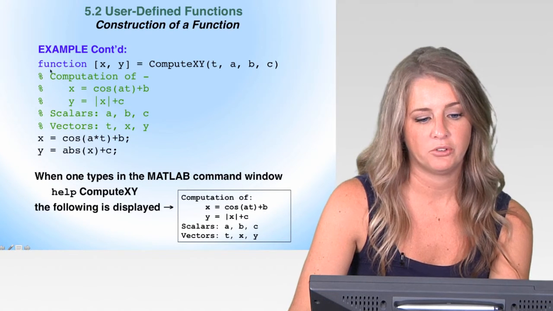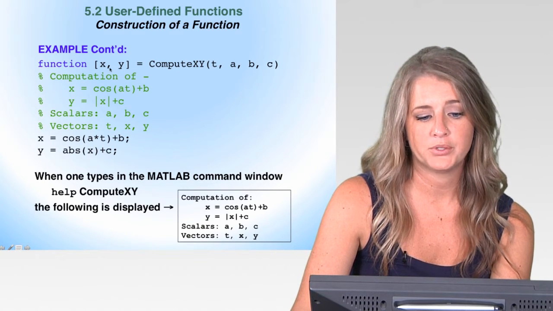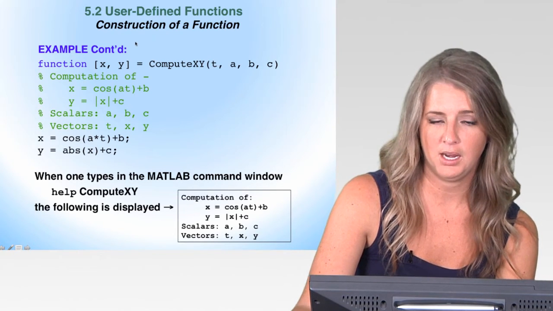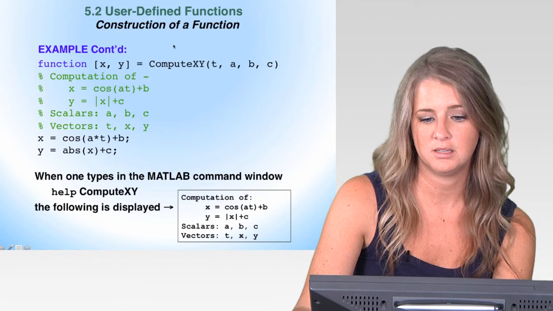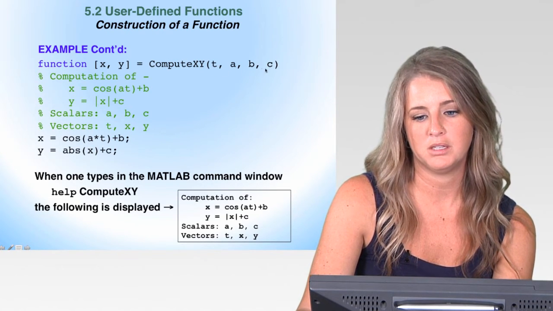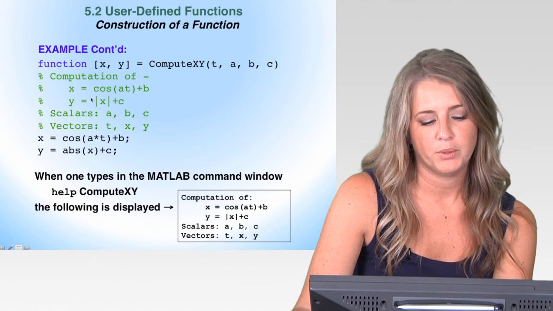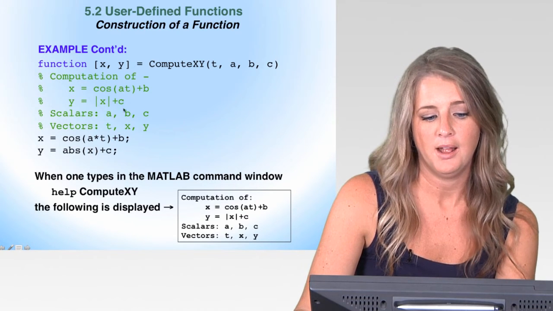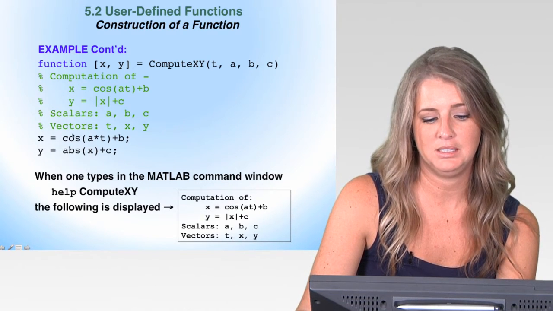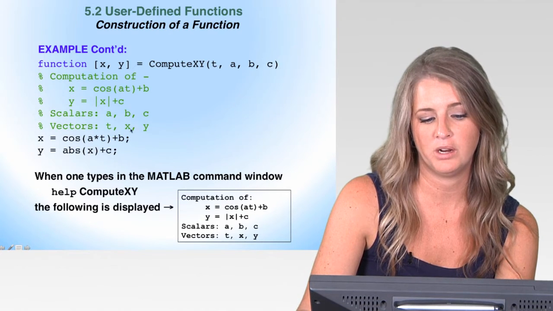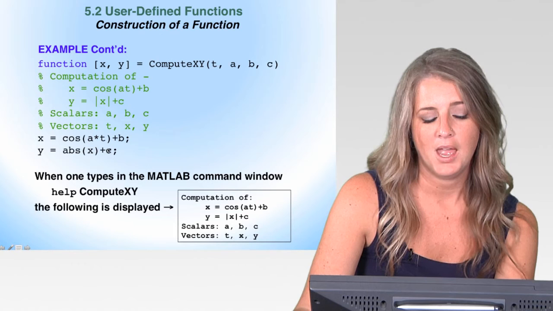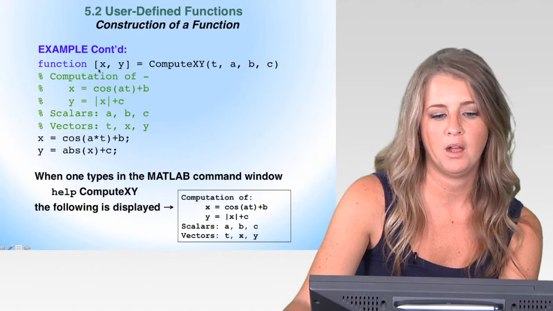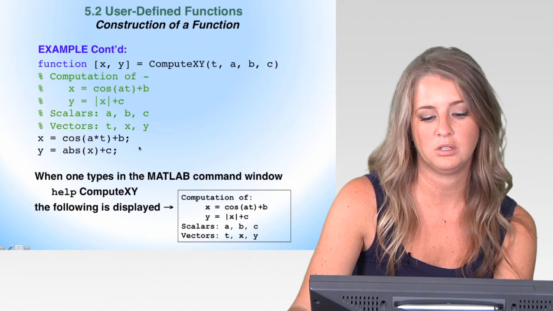Here's our example. So we've created a function. Again, our output variables are x and y. Here's the name of our function, which must match the name of our file that we saved it as. And then here are the input arguments that it will take. So basically what's going to happen is we're going to pass in values for t, a, b, and c, and then it tells you here what a, b, c, t, x, and y need to be. So t, x, and y are vectors, a, b, and c are scalars. And then it's going to plug those values into this, evaluate x and y, and then output x and y for us to the command window.